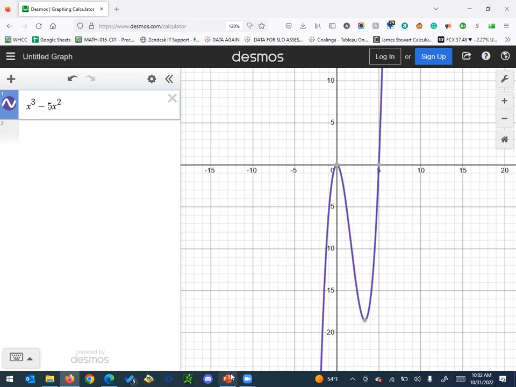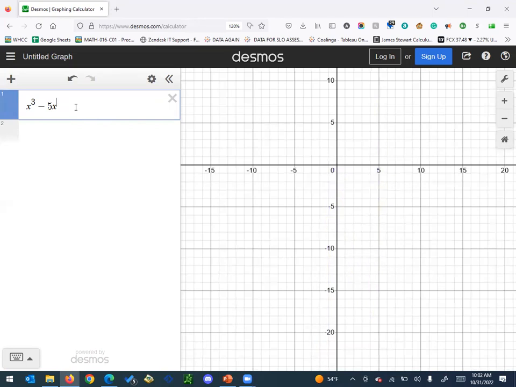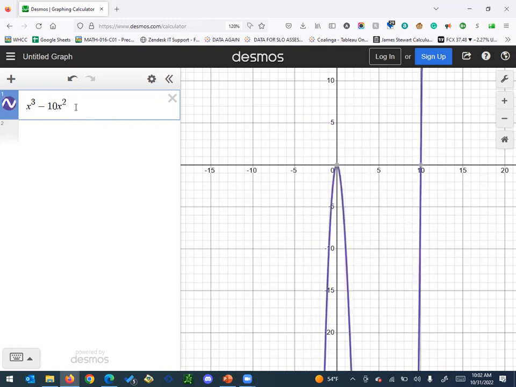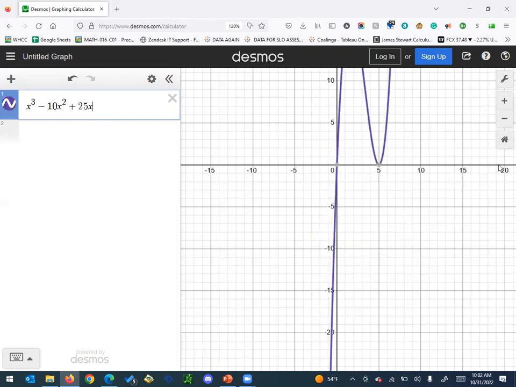Okay. The next one is x cubed. You guys have to help me out here. It's x cubed, then what? Minus 10x squared? Yes. I think it's plus 25x.